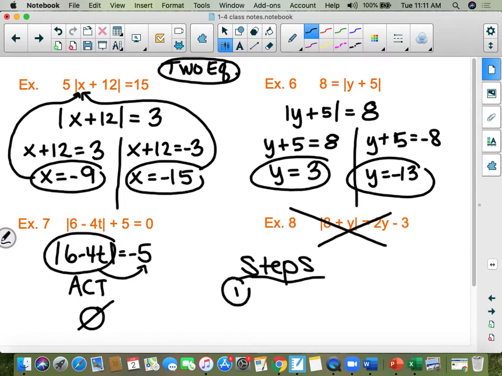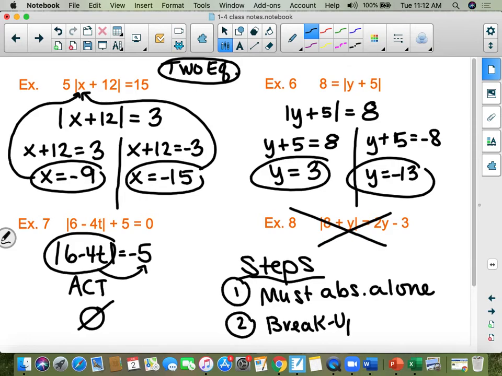Step number one, you must get the absolute value alone. Once you get the absolute value alone, you're going to break it up into two equations and solve. So there you go for the notes.